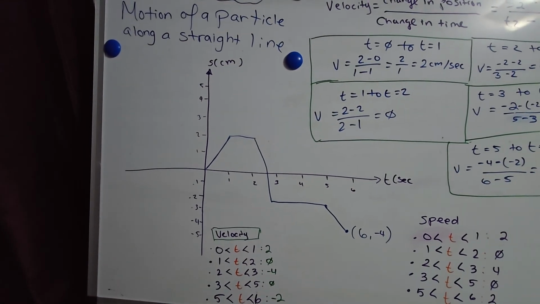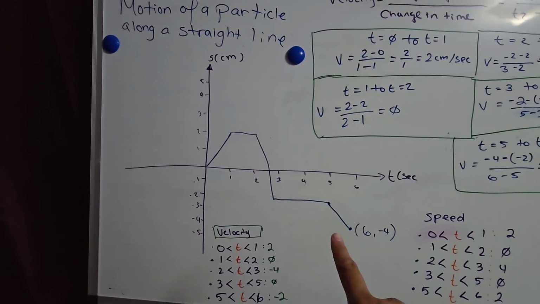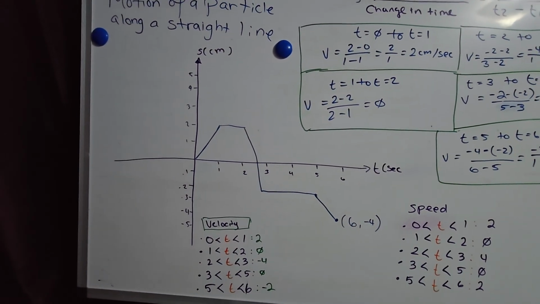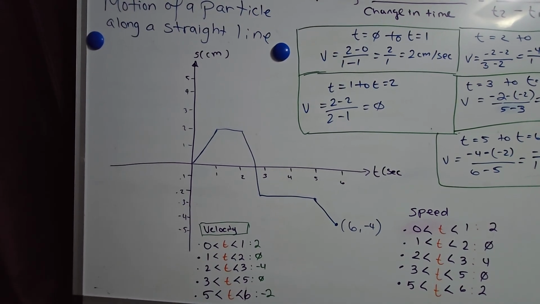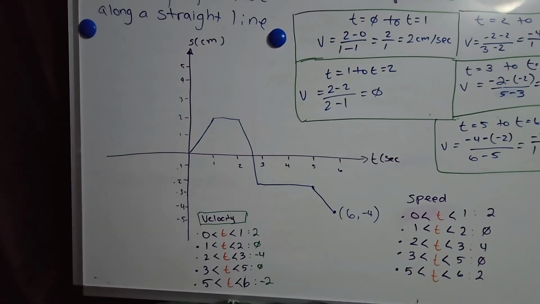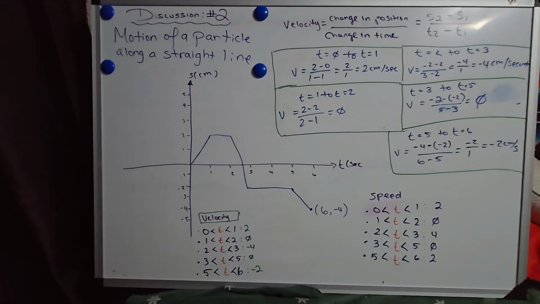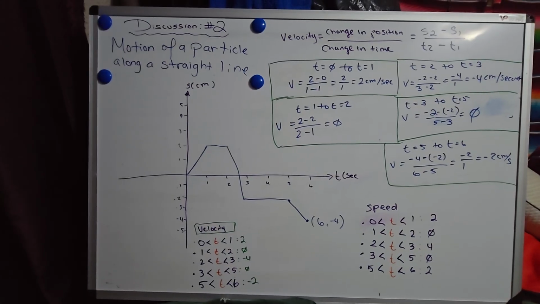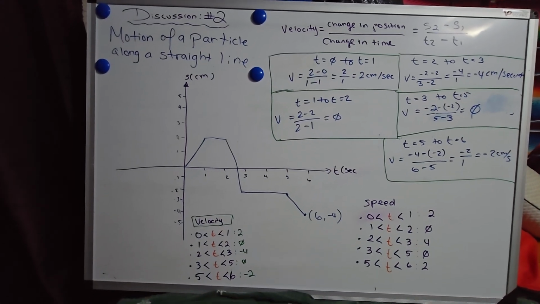As it goes from 3 to 5, because it's flat, it's not moving, it stands still. And from 5 to 6, the velocity is -2 because it's still going down, it's going left. So the speed is the absolute value of velocity. So the speeds are like 2, 0, 4, 0, 2.